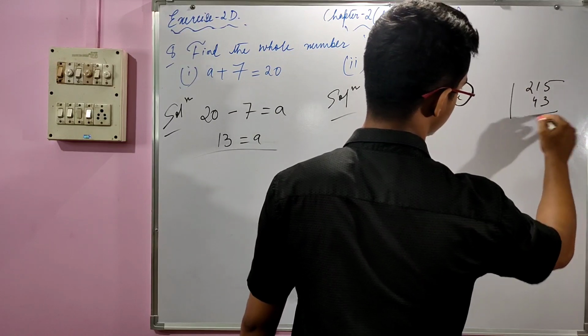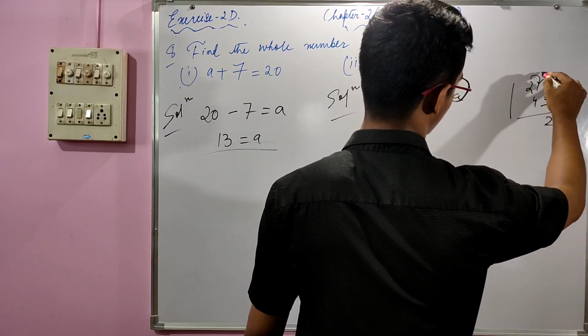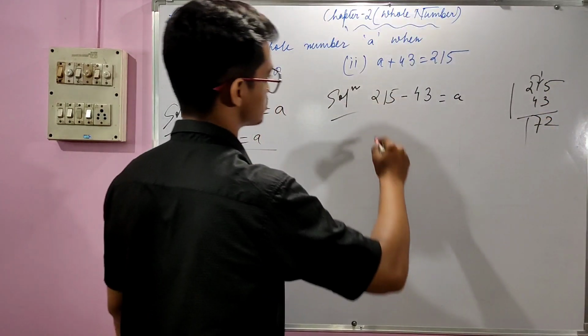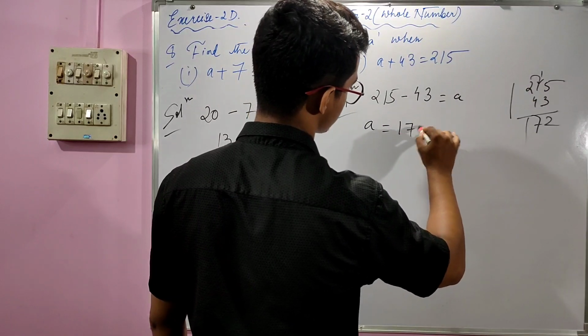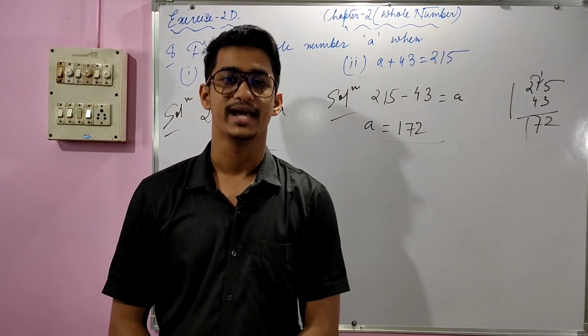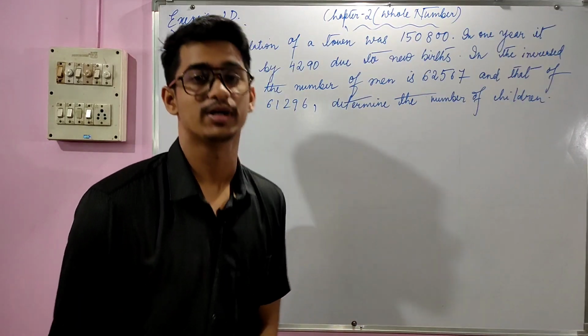215 minus 43. So 15 minus 3 is 12, 1 carry, so it will become 11. 11 minus 4 is 7 and 1 remains. So the answer is a equal to 172. So these are the two questions of question number 8, parts 1 and 2 of exercise 2D. We are coming towards the end of this particular session.